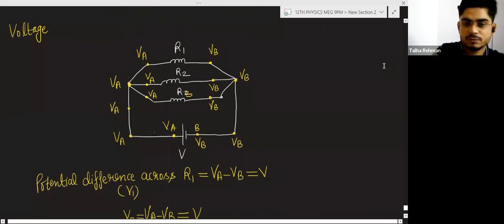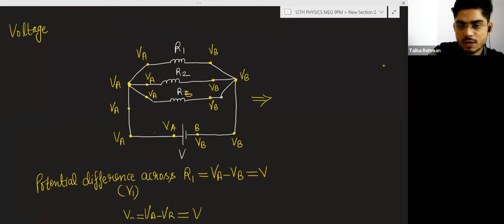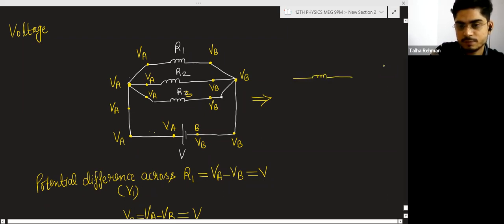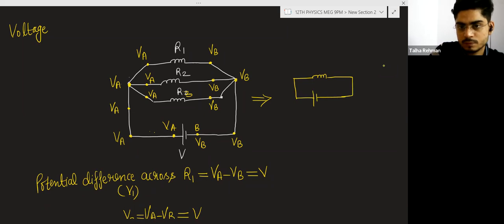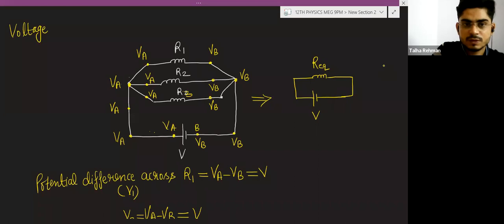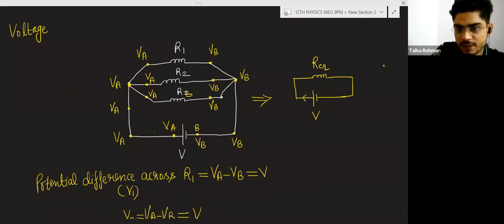Now what I am doing? Instead of these three resistances, I have taken an equivalent resistance, and the same battery of voltage V is there. And current I is again flowing. Current will remain the same, because this time the wire is the same. So if current I is emerging from this side, this current I will flow throughout the circuit.